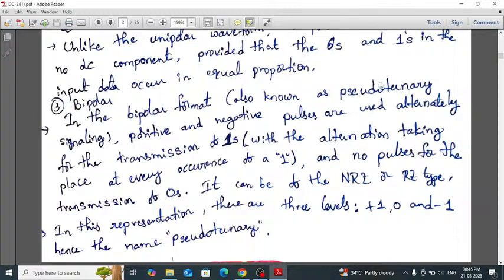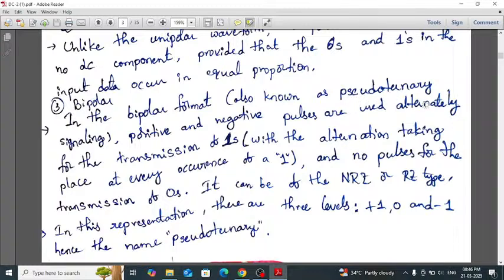So bipolar format, this is the general name, and pseudo ternary is very important. Mostly they will ask, draw the pseudo ternary logic for the given data. So you may forget sometimes. Why? Because we will stress only on bipolar format. So try to remember this one, pseudo ternary logic, which is bipolar format. So put the side heading bipolar format, which is also known as pseudo ternary logic or pseudo ternary signaling scheme.